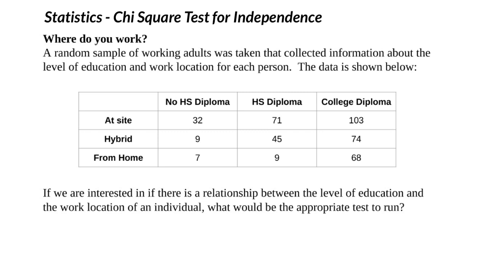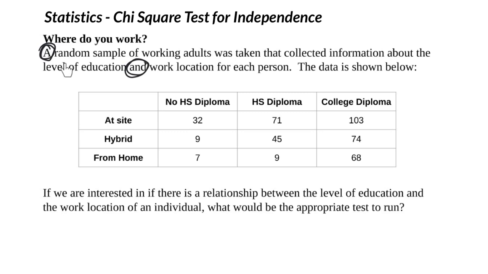The chi-square test for independence is one sample. So a random sample of working adults was taken that collected information about the level of education and work location. So it was a single sample and it collected 2 pieces of data. This is the chi-square test for independence.